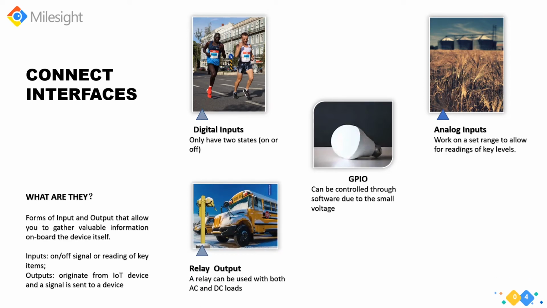And one of the most common types of outputs available is the relay output. A relay can be used with both AC and DC loads. For instance, it can be used to control the turn on and turn off of an engine heater in winter time due to the high voltage range. So a relay output can be used to control a big device or big voltage device through a small voltage.